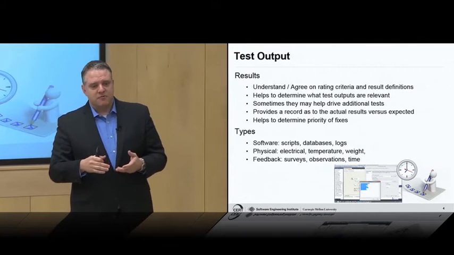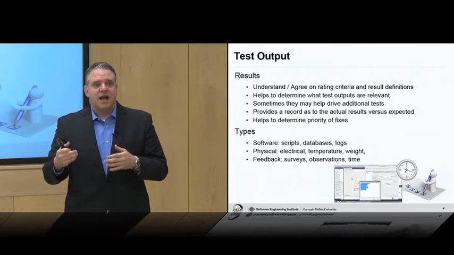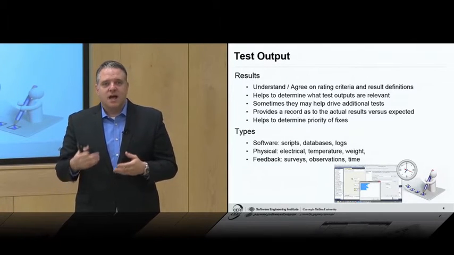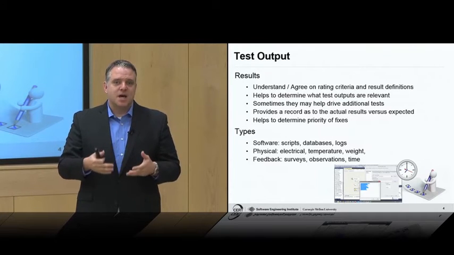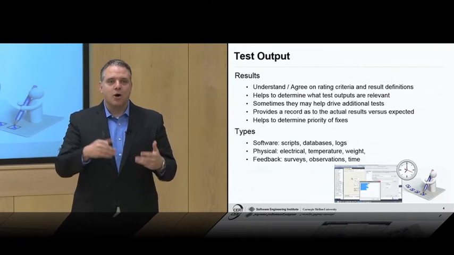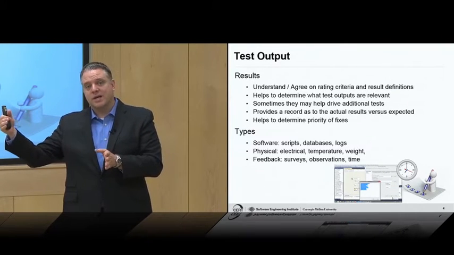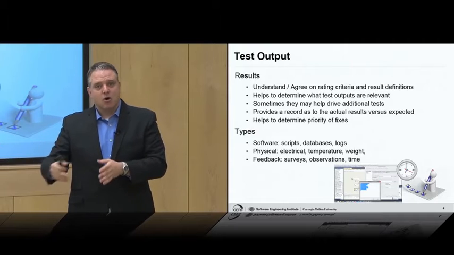So the output here, you should determine what test outputs are relevant. You may determine from your test coverage plan that you need additional tests that have to be conducted. And then you should define some type of record for how you're capturing the data as part of this test. What does the output look like? And how are we going to compare that to what we expect it to be? Is that all going to be automated?